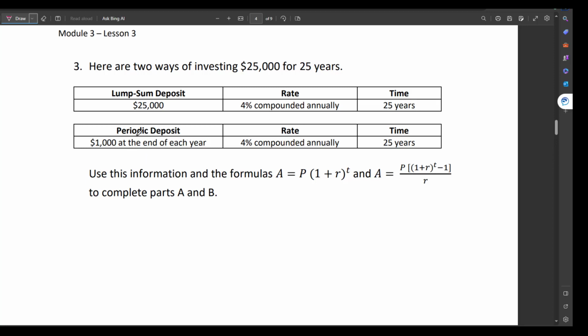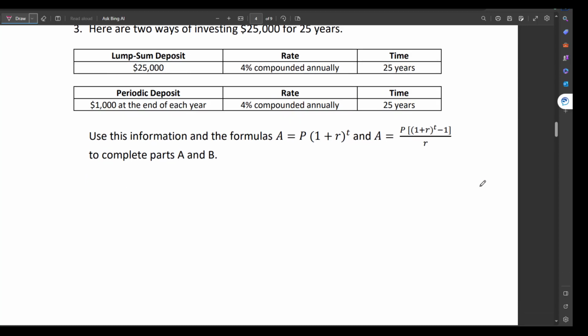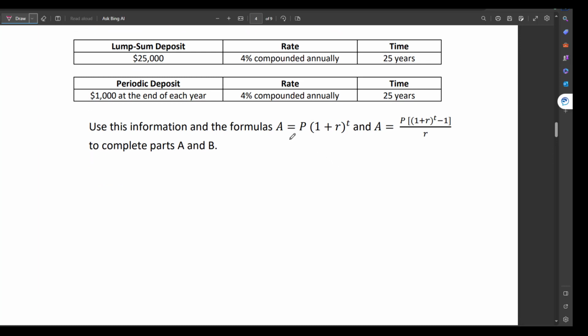So we're going to compare if we put in the full $25,000 at the beginning of the period. So today we're going to put in $25,000 into an account, and we're going to compare the lump sum deposit versus the periodic deposit. So Pearson will give you these formulas to use, but don't get confused because it's the same formula that you already have used, but they're taking into account for N being 1.